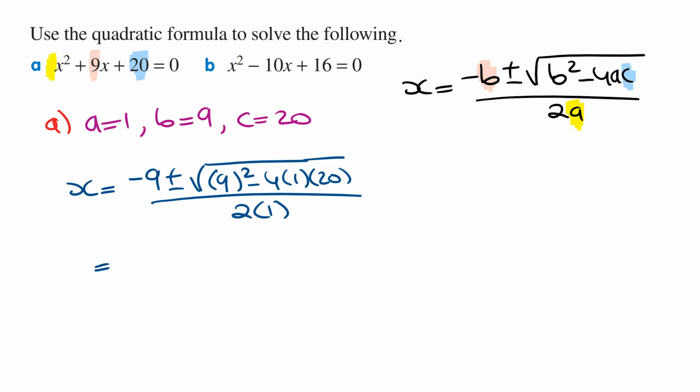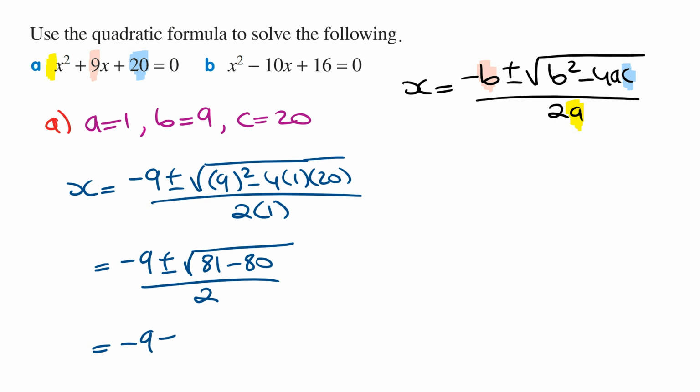Simplifying this is going to be minus 9 plus or minus the square root of 9 squared is going to be 81, and then minus 4 times 1 times 20 is going to be 80, and then divide by 2 times 1, which is 2. Simplifying further, this is going to be minus 9 plus or minus the square root of 81 minus 80, which is 1, and then divide by 2. The square root of 1 is equal to 1, and so this is going to be minus 9 plus or minus 1 divided by 2.